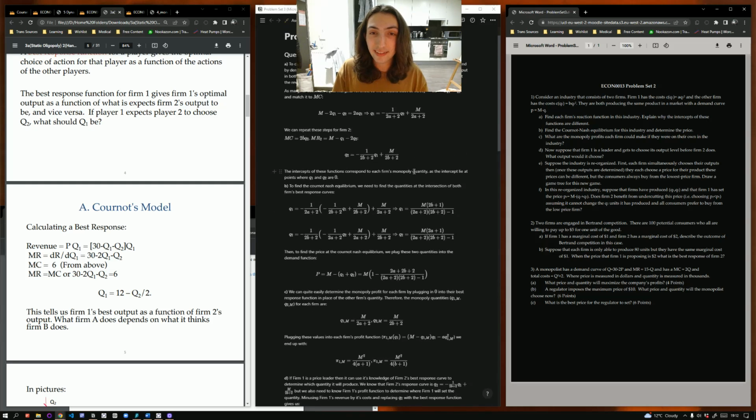The main thing is that you've got to have these response functions right. If you don't have the response functions right at the start, it's going to go horribly wrong. Trust me, I know personally. So make sure to get these response functions right.